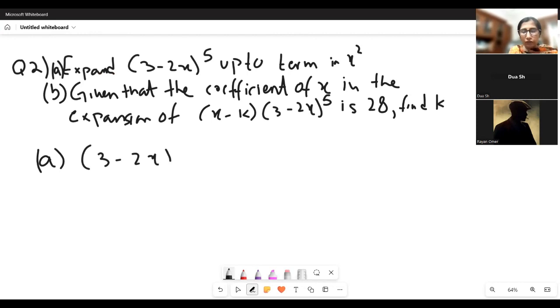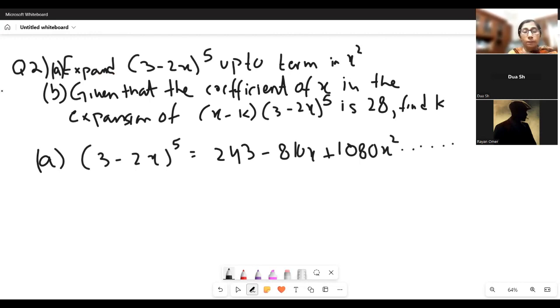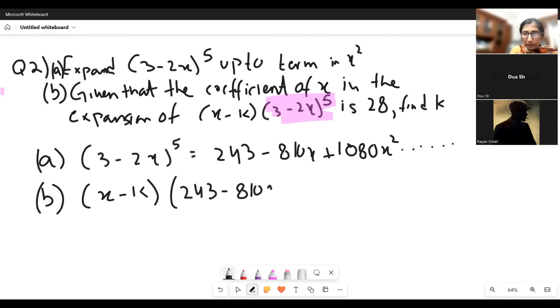(3 minus 2x) power 5 when expanded is 243 minus 810x plus 1080x squared, and there are more terms which we don't need. Okay, so part B. In part B you have to expand this (x minus k) times (3 minus 2x) power 5. So again, we will be using the expanded form: 243 minus 810x plus 1080x squared.